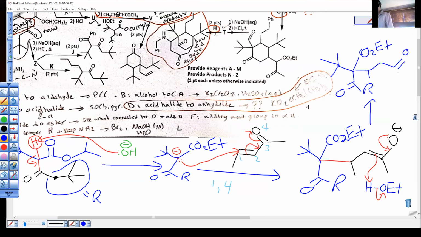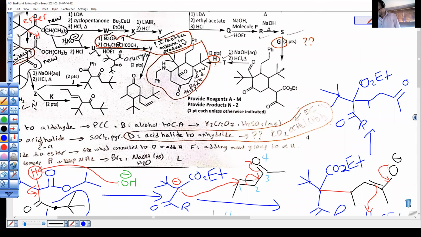It got reacted in the 1,4 addition. And just make sure you know this R is not connected to that carbon up there. That's the product I'm looking for. You labeled your R. You could do that on the test. Leave it like this.